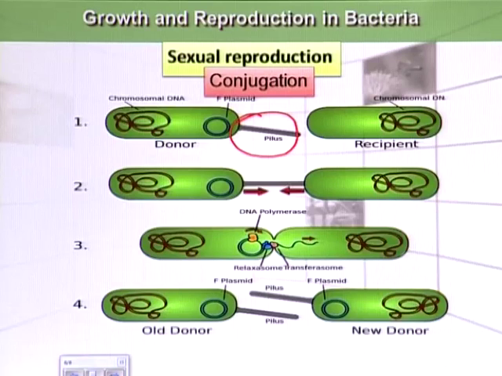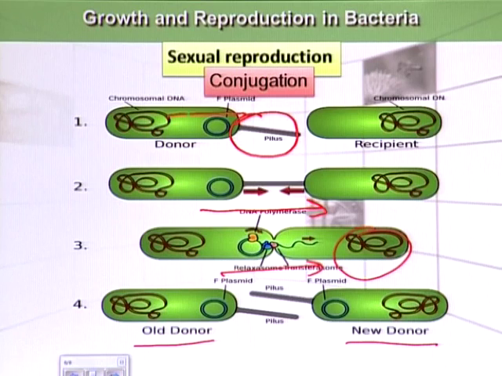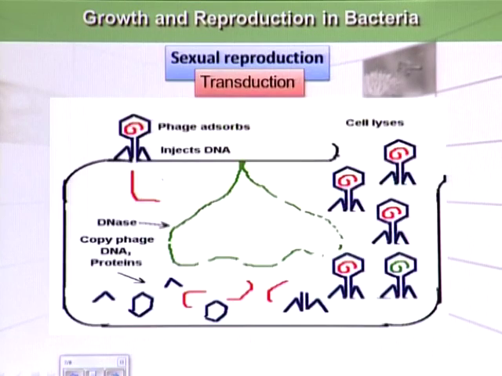a bit of bacterial DNA is transported to the other bacteria, and as a result of certain processes, a recombination occurs, and from the old donor cell a new donor cell is formed, and it is a recombinant, and in this there is mixing of genetic material. The other process is that of transduction.